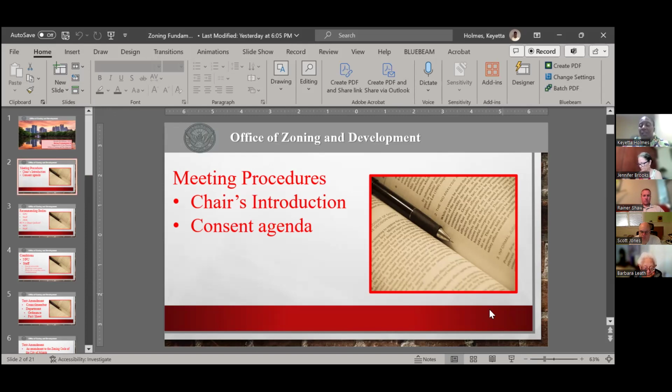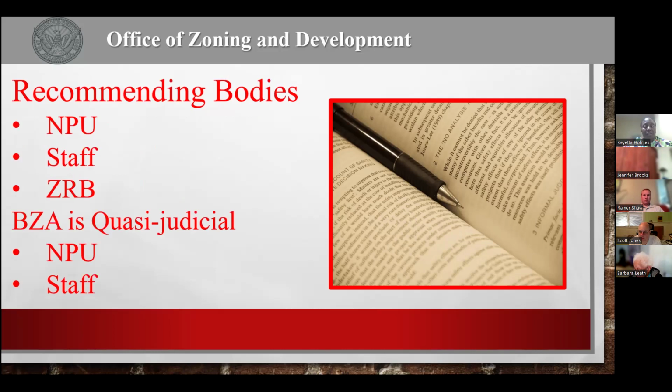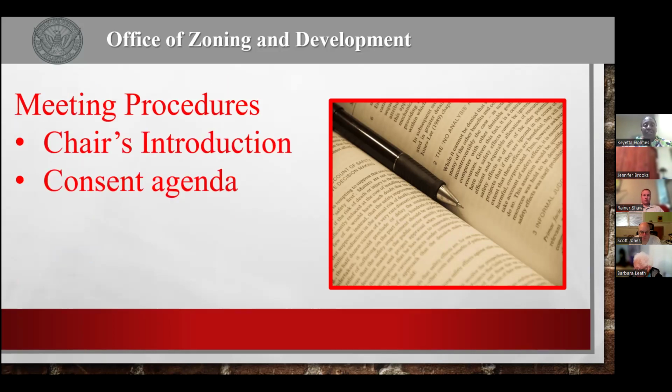In each one of those meetings, there is an opening presentation. And I am taking specific note of that now because we just had a Board of Zoning Adjustment meeting, and there was a bit of discontentment in that meeting. In the chair's introduction, he or she, depending on the board or the hearing officer, reads in introductory statements regarding the meeting and its procedures.